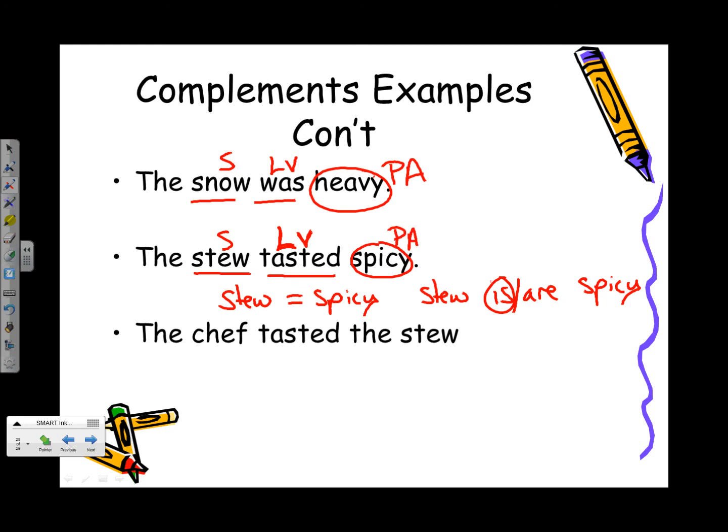Now for the last one, chef is my subject. Tasted here is an action verb. It's something the chef is doing. So who or what, the chef tasted who or what. Stew here is a direct object. So if we have a linking verb, it's predicates. If we have an action verb, it's complement.